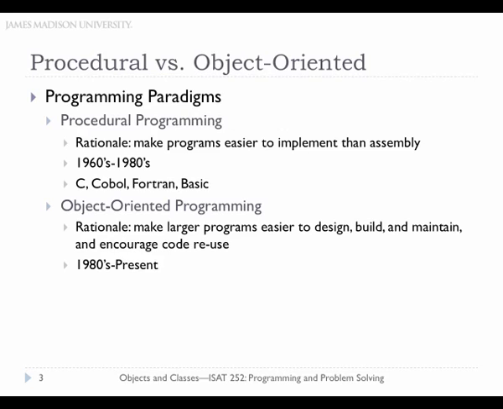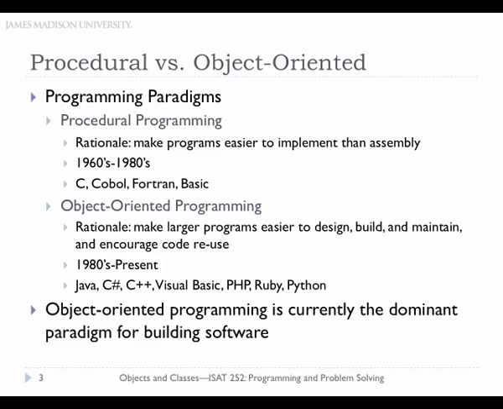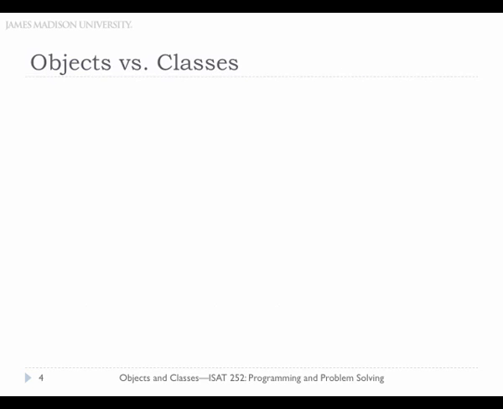Object-oriented programming began in the 1980s, and it is still the dominant paradigm today. Programming languages like Java, C#, C++, Visual Basic, PHP, Ruby, Python, pretty much any of the modern languages that are in use today, if they are not explicitly object-oriented from the ground up when they were designed, they support an object-oriented style of programming. So object-oriented programming is currently the dominant paradigm for building software, so it's very important that you try to understand it as part of this class.